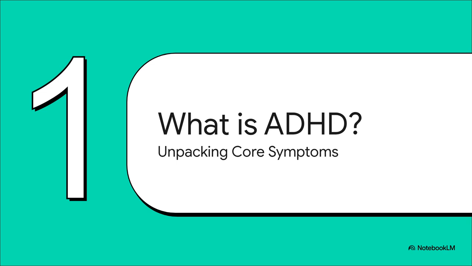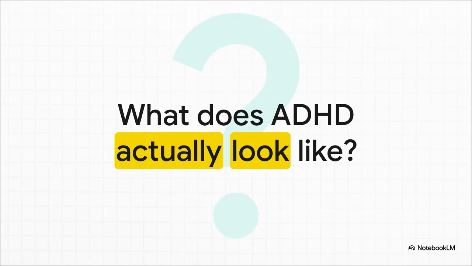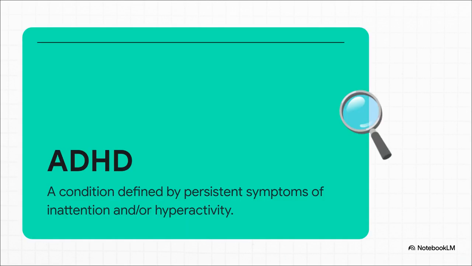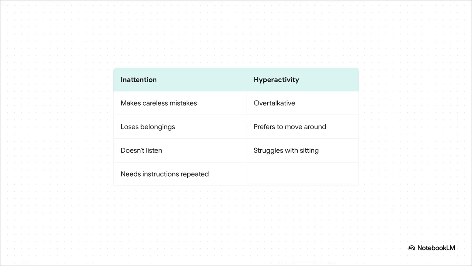First up, what exactly is ADHD? We're going to get straight to the heart of it and unpack its core symptoms. So what does ADHD actually look like in the real world, beyond just the name? Well, the clinical data points to two main buckets of symptoms. At its very heart, ADHD is all about a persistent pattern of inattention, hyperactivity, or, in a lot of cases, a mix of both. And this is where you can really see those two sides of the coin in action.